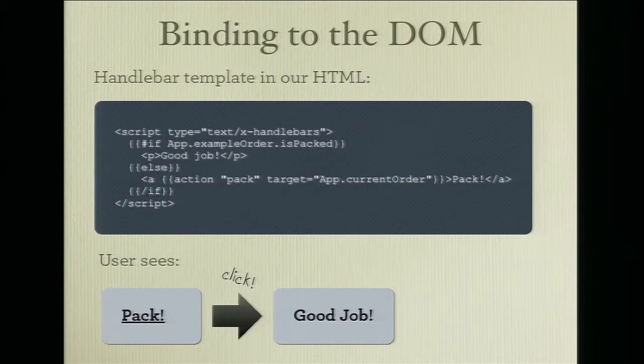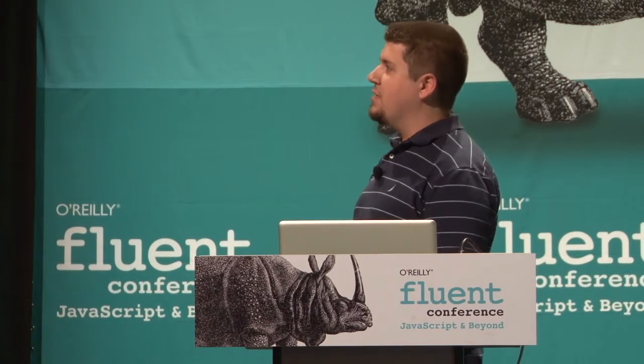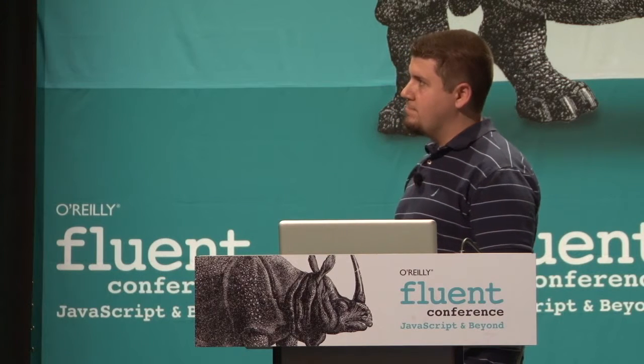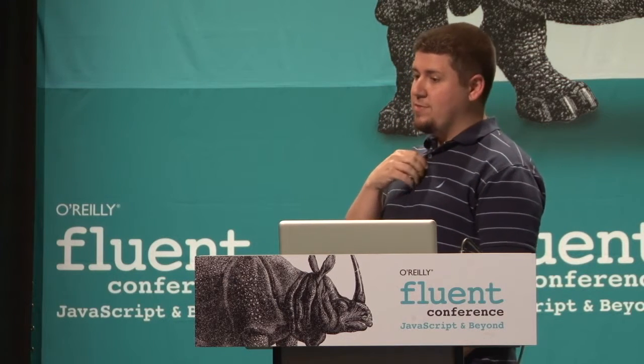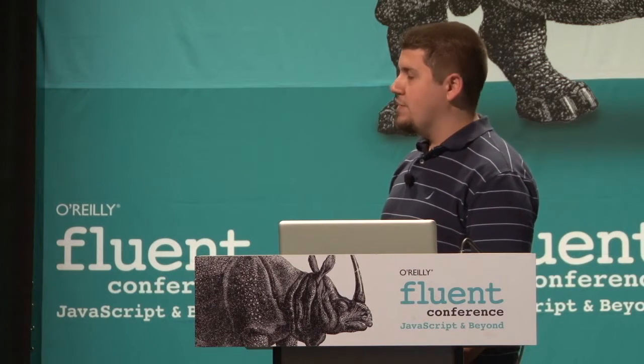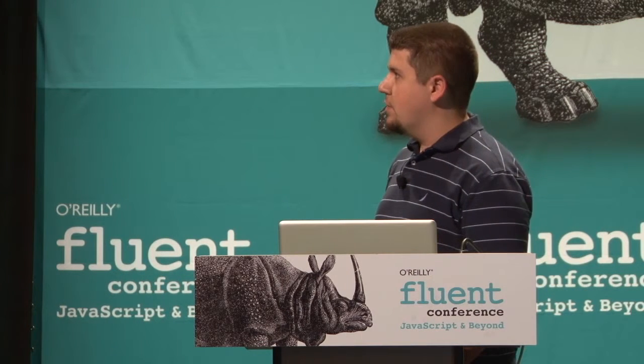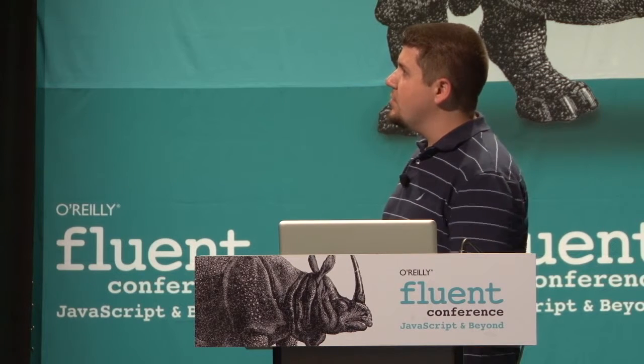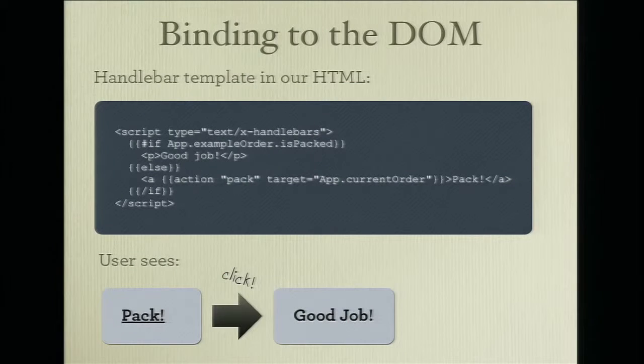Now, Ember uses handlebars. Anybody here not familiar with handlebars at all? Oh, good. Okay, so only a few people. It's pretty easy. It uses handlebars, but you can use whatever you'd like. There's ways of plugging in other templating languages as well. So in this case, what we're doing is we're just checking. Oops. There's a mistake here. Instead of app.example_order, it should say current order.